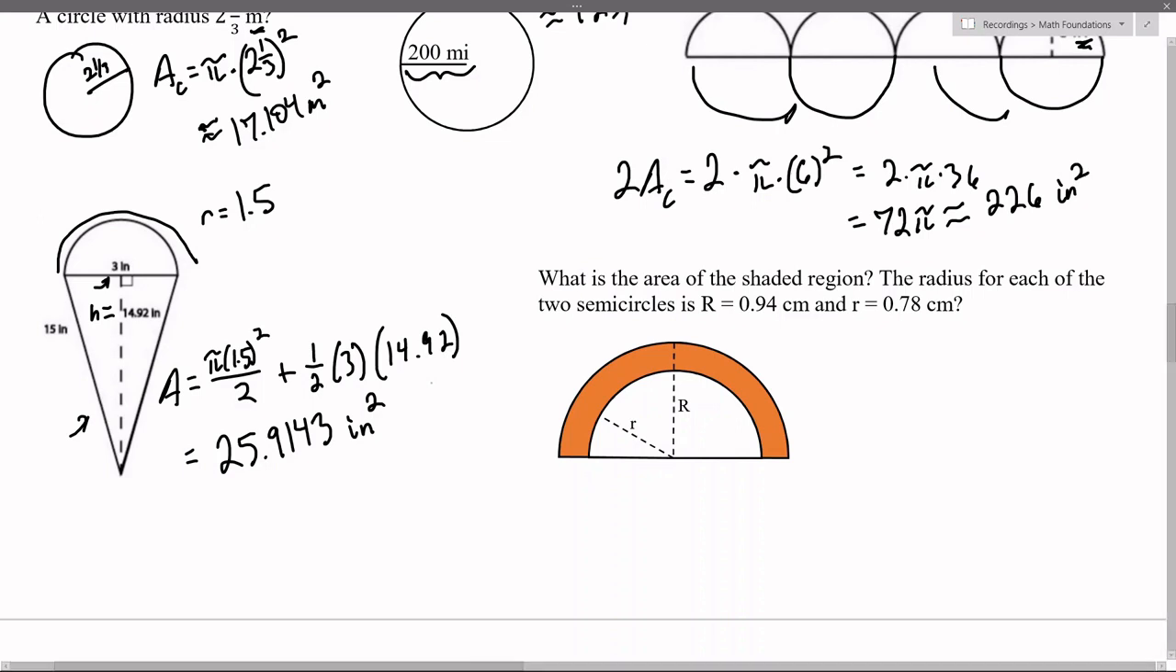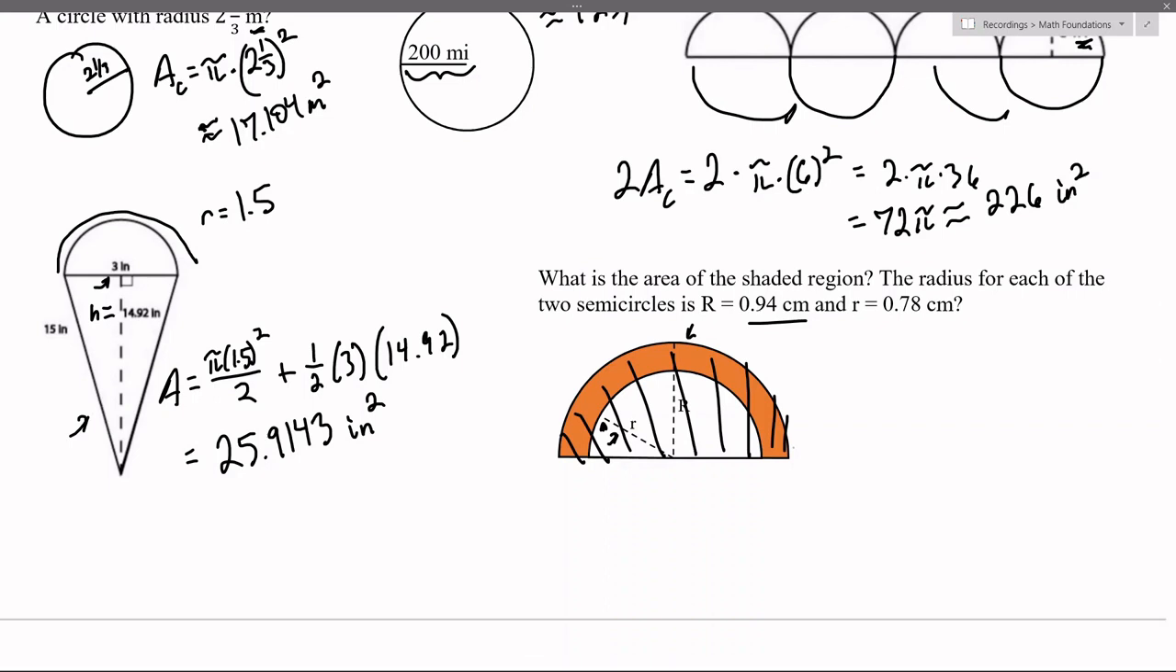Okay, what is the area of the shaded region? The radius for each of the 2 semicircles, this large radius going to the outside circle here is 0.94 centimeters. And the smaller radius here going to the inner circle there is 0.78. So we want just this orange region here. And to do that, we can find the full region, which is going to be the area of this half circle of the big radius.